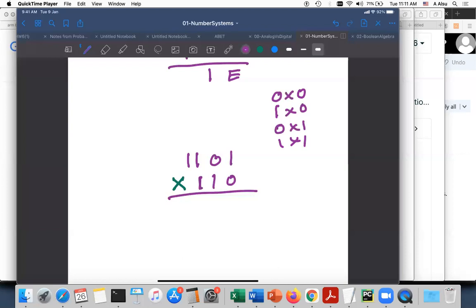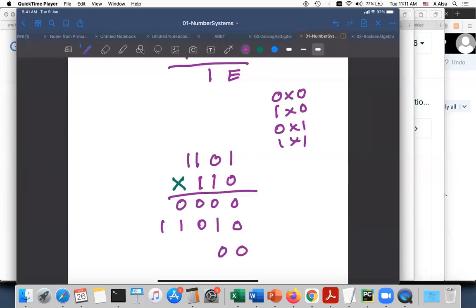So now I multiply this 0 by all this number, and then below it, shifted to the left, I multiply this 1 by this number, and then below it, shifted left twice, I multiply this 1 by this number. So for the first one, I get 0 0 0 0, 4 zeros, and then I put a 0 here because I shift left. And then for this, I copy the same number, 1 0 1 1, and then I put 2 zeros.